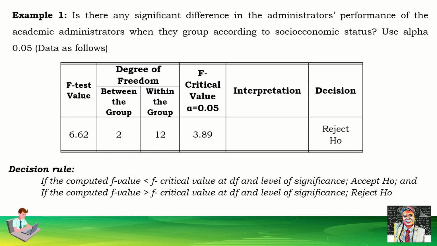Let's look at our example. Since our computed F value, which is 6.62, is greater than the F critical value, which is 3.89, we reject the null hypothesis. This means there is a significant difference in the performance of academic administrators when grouped according to socioeconomic status. So, in our scenario, ANOVA helps school leaders and researchers determine if socioeconomic status truly influences how well academic administrators perform, or if any differences are just due to random chance.